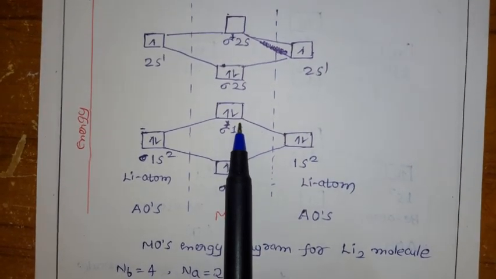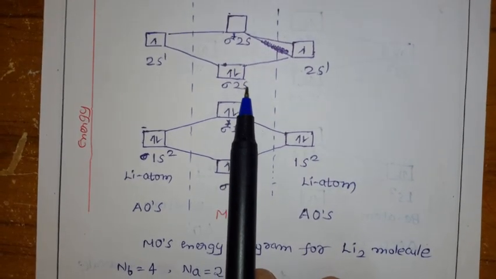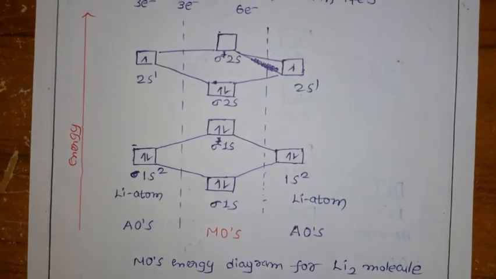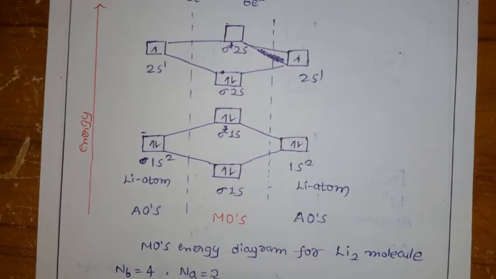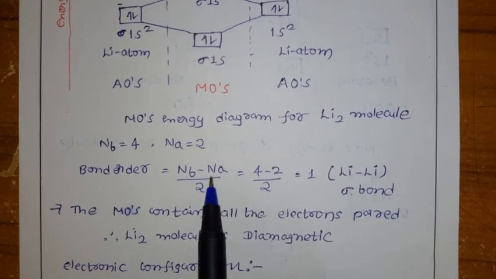Again we have how many electrons? 2. So these 2 electrons are going to fill in the sigma 2s. Okay. Now, 6 electrons, so we filled. Now come to here. If you go for the bond order calculation, we have the formula Nb minus Na by 2.